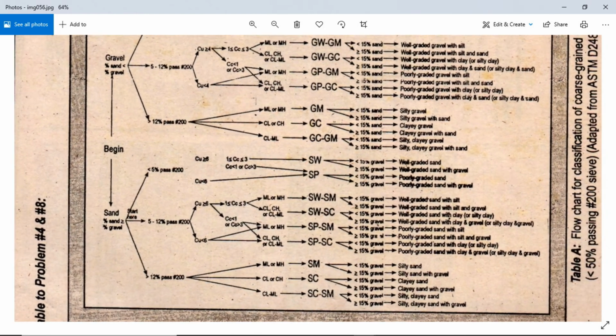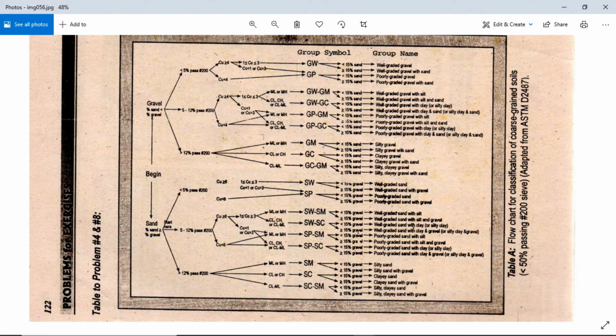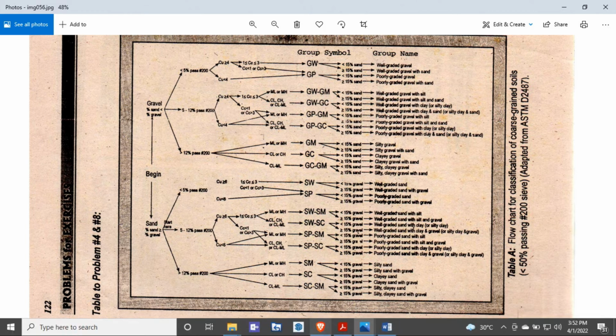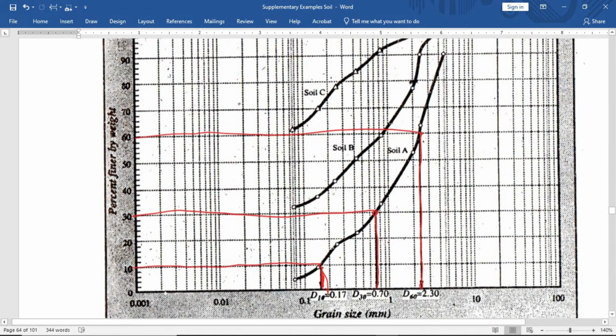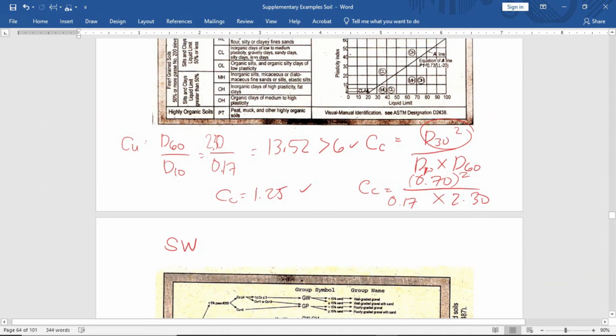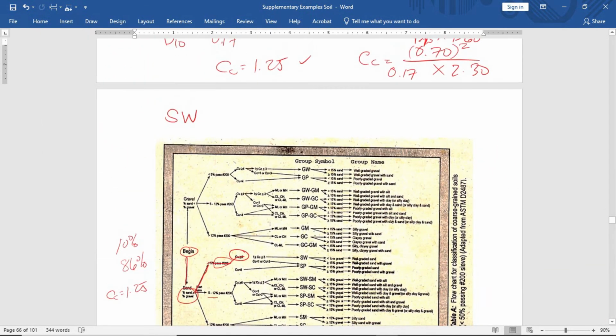So, mas madali ito gamitin kaysa doon sa kanina. So, mas maganda itong gamitin. So, ulit, punta tayo sa begin muna tayo. Tapos, compare natin if sand is greater than or lesser than percent of gravel. Tapos, tingin tayo dito. Tatlo, tapos punta tayo dito. So, SW, well-graded sand. So, parang bigas lang, well-graded. So, we consider the letter A as SW, well-graded sand. Yan yung ano natin.